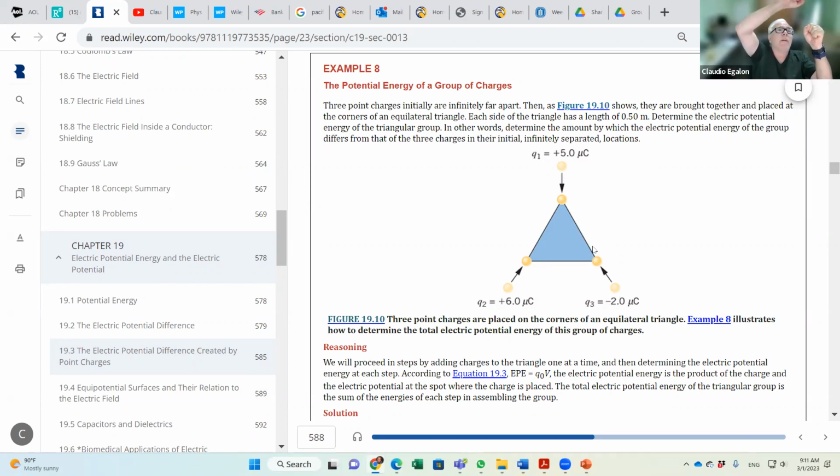And if we bring a third charge, the electrical potential energy of my system of three charges is going to be the electric potential energy between those two charges, plus the electrical potential energy between those two charges, plus the electric potential energy between those two charges. That's how you calculate the net potential energy of the system. If you have four charges, you repeat the same procedure.